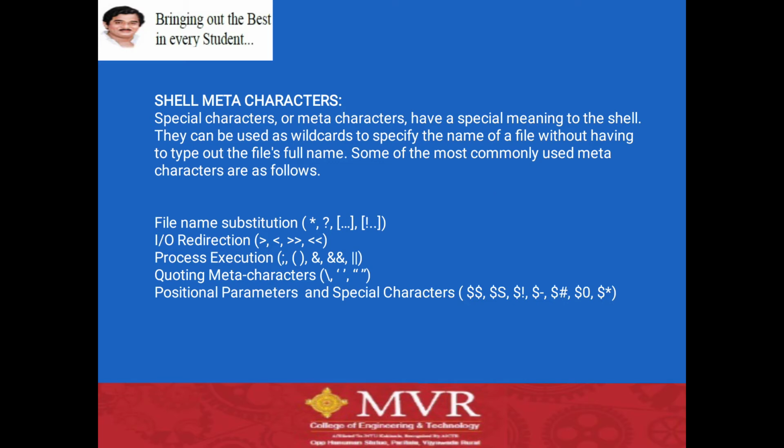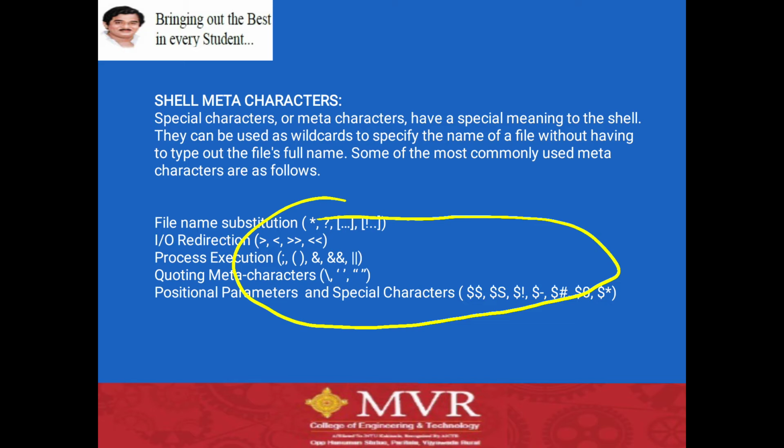So special characters or meta characters have a special meaning to the shell. Whenever you are using one of these meta characters, they have a special meaning, and each meta character is designed for a specific purpose. They can be used as wildcards to specify the name of a file without having to type out the file's full name. So without specifying the full file name, you can just use some meta characters to display that file. And so many options are available with meta characters, and we will discuss each and every meta character briefly now.